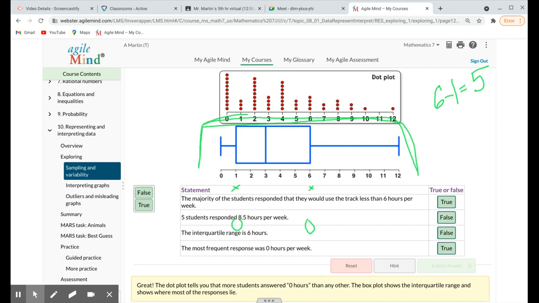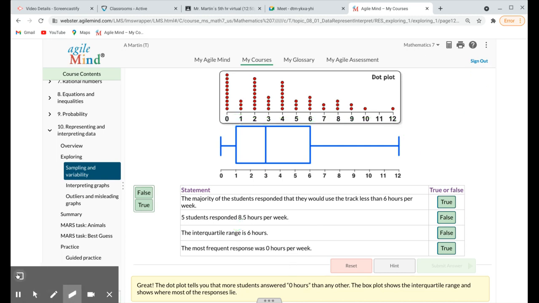So the dot plot tells you that more students answered 0 hours than any other, and the box plot shows the interquartile range and shows where most of the responses are lying. All right, so with that being said, this actually concludes our lesson that we're going to do in our workbook on Webster Agile Mind today.